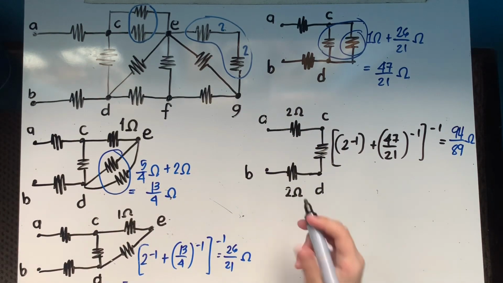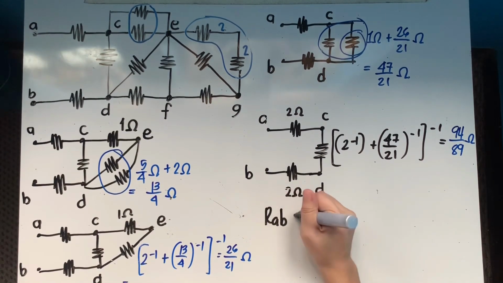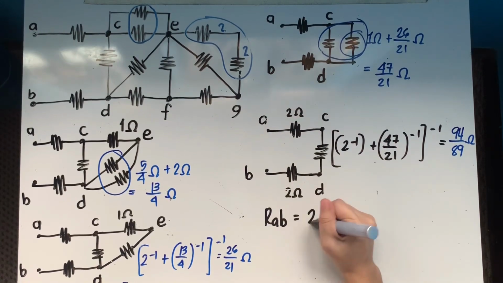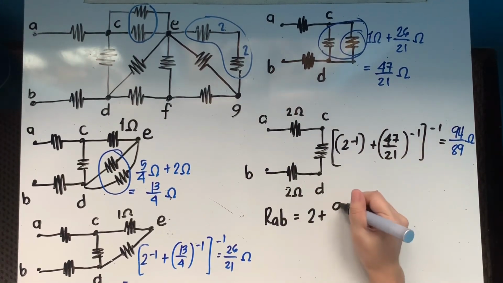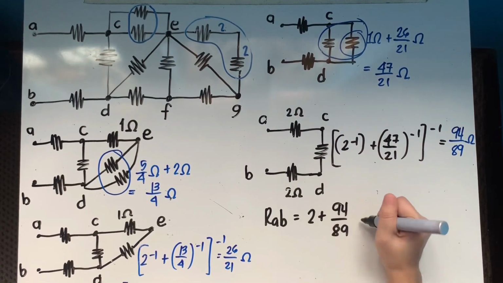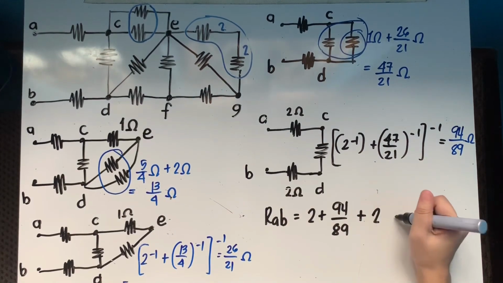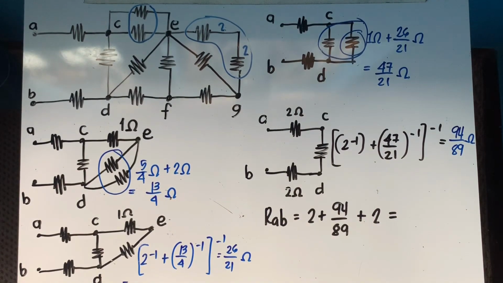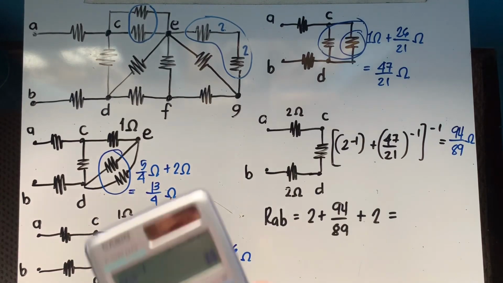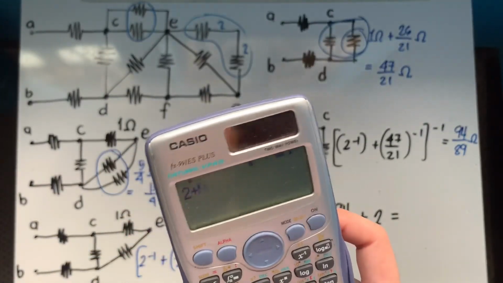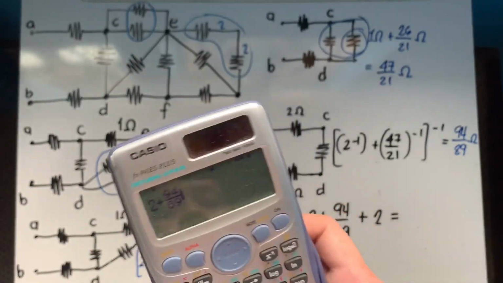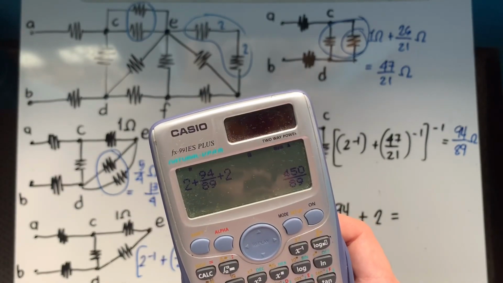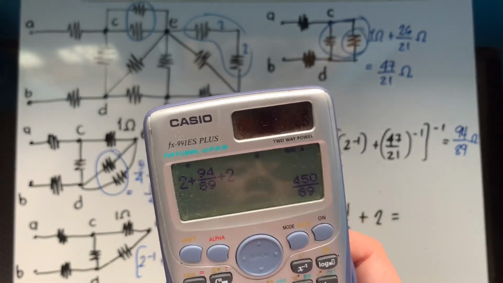And that gives you your RAB. Anong solution natin for RAB? Series yung tatlo. So, 2 ohms plus 94 over 89 plus 2 ohms ulit. That will give you your total resistance across terminals A and B. And that would be 2 plus 94 over 89 plus 2. And that gives you 450 over 89. That will be our answer.